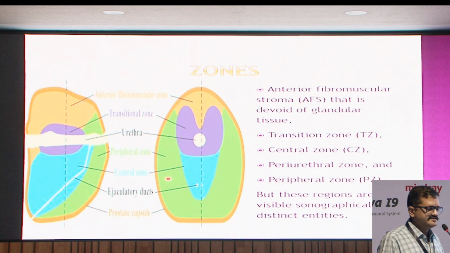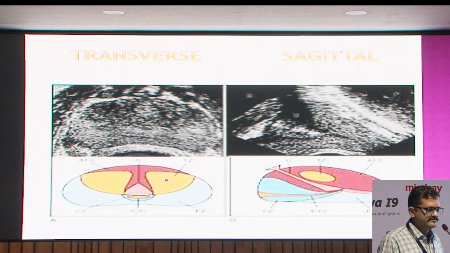These are the transverse and sagittal images of the prostate. As I said, we cannot distinguish the zones described previously, but the largest and slightly echogenic portion is the peripheral zone. Anterior to it is the slightly hypoechoic transitional zone. Centrally lies the urethra. This hypoechoic line which we can see is the ejaculatory duct.